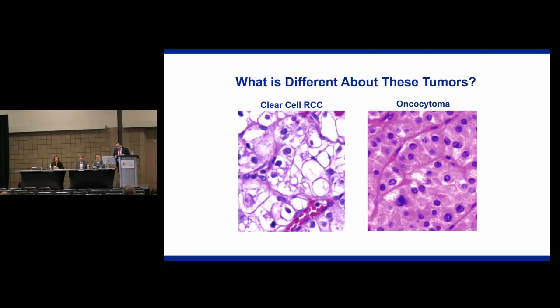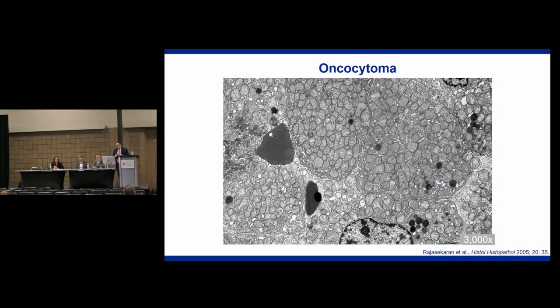We have explored this question through the use of not a PET imaging test, but a SPECT imaging test. We focused on asking ourselves, what is different about these two tumors? Clear cell RCC being the most common form of kidney cancer, and oncocytoma being the most common benign renal mass. What it comes down to, the difference between those renal tumors, is the presence of mitochondria.